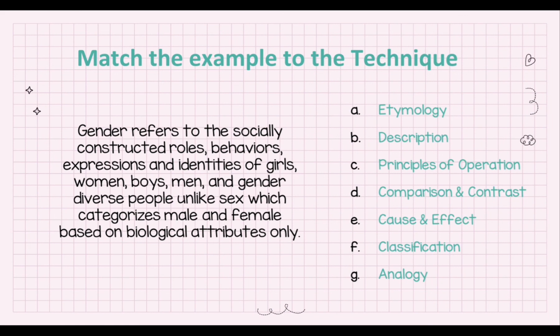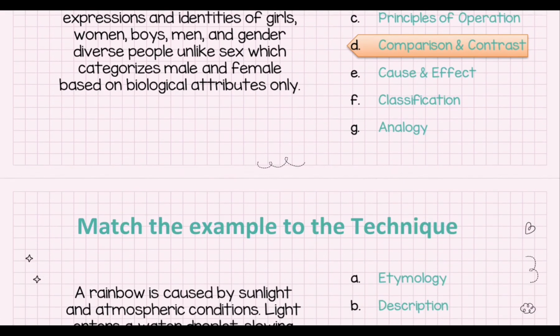This one, gender refers to the socially constructed roles, behavior, expressions, and identities of girls, women, boys, men, and gender-diverse people, unlike sex, which categorizes male and female based on biological attributes only. This is comparison and contrast, since it's discussing the similarities and differences between gender and sex.